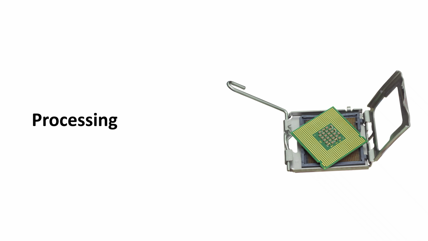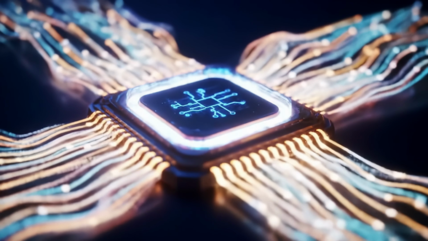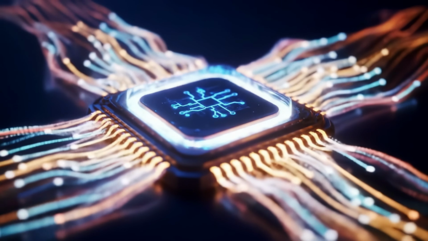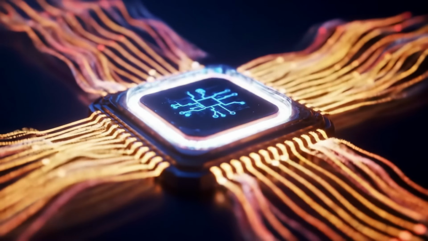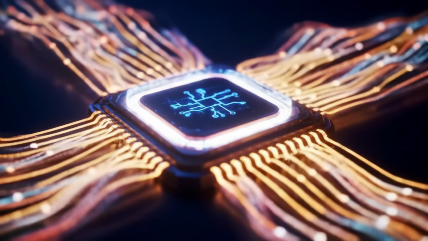Processing is mainly done in the CPU, which stands for Central Processing Unit. CPU is the brain of the computer. Just like our brain thinks, processes, evaluates, and decides or executes, the CPU would do the same thing. We will go over CPU and its different speeds and capabilities in a separate video.